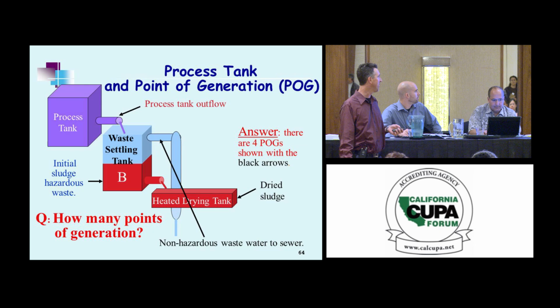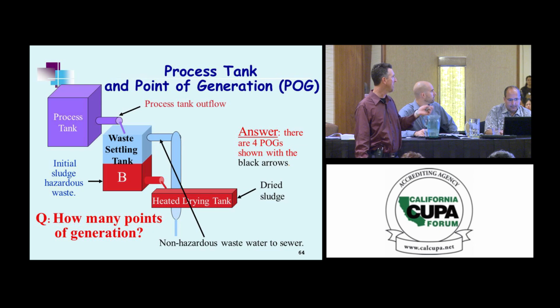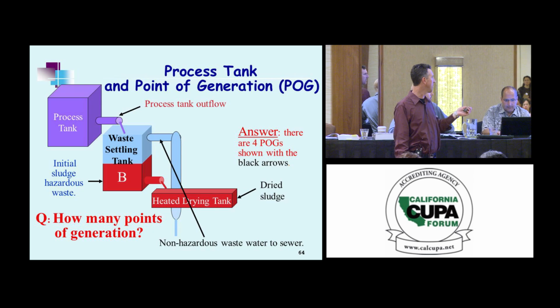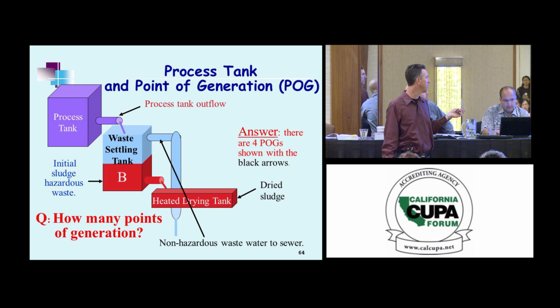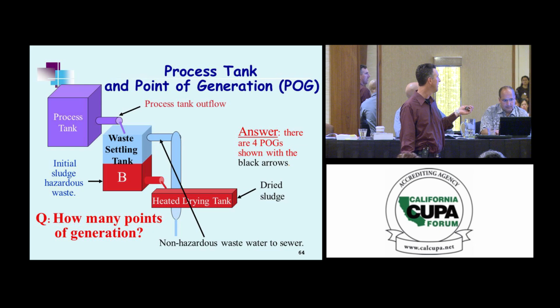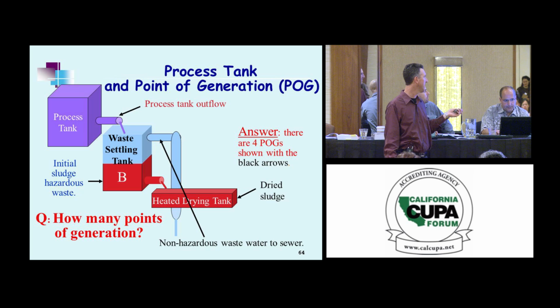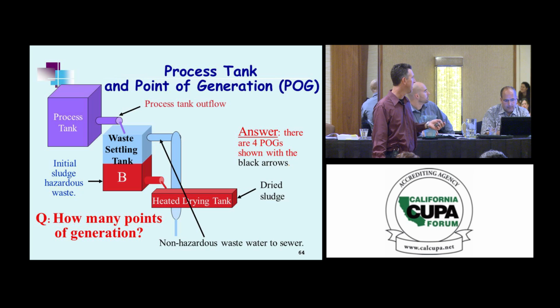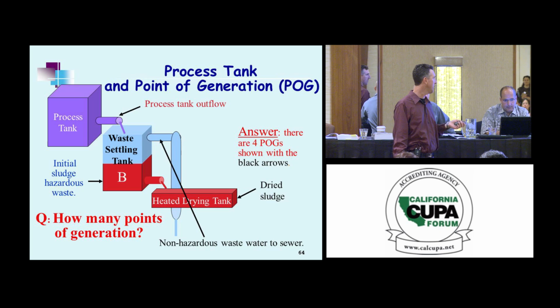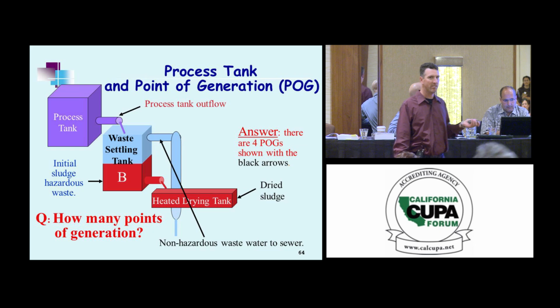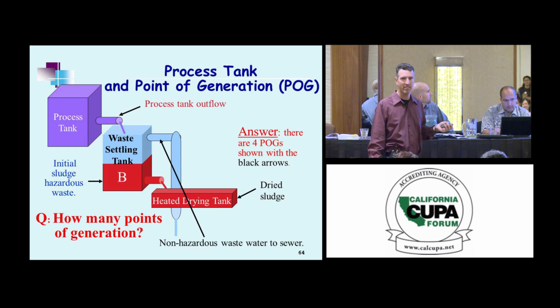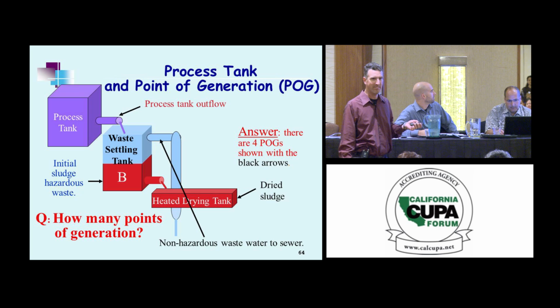Process tank outflow. So you got a process tank. This is some type of manufacturing process. Then they decide we don't need that wastewater anymore, or we don't need that material. We're going to send it over to the waste settling tank. You get a sludge. You send the sludge over to a heated drying tank, and the water goes to the sewer. How many points of generation do we see here? I hear 2, 3, 4. A couple 4s.